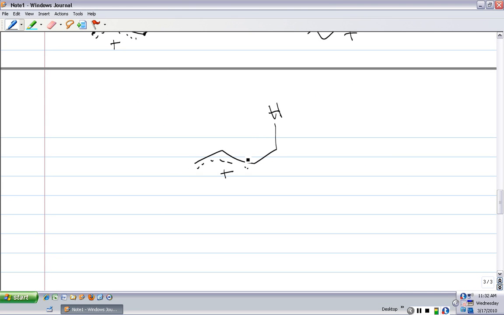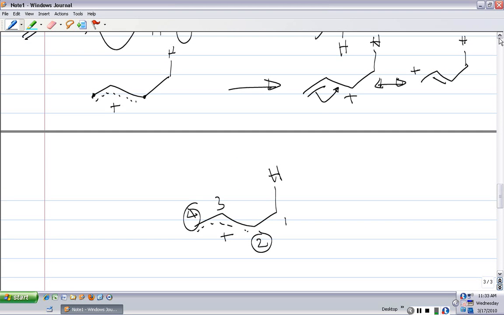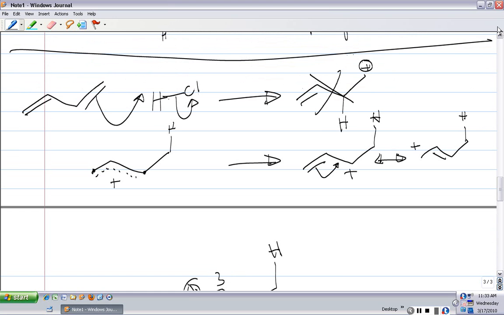And in fact, I'm going to have significant positive dipoles on carbon number 2. This is carbon 1, 2, 3, and 4. So carbons 2 and 4 will have a positive dipole. Right? Carbons 2 and 4 are going to have a positive dipole.